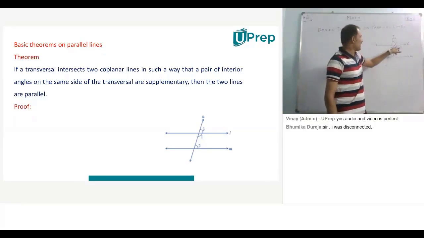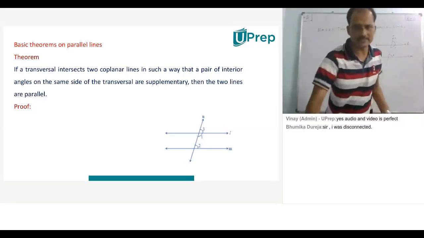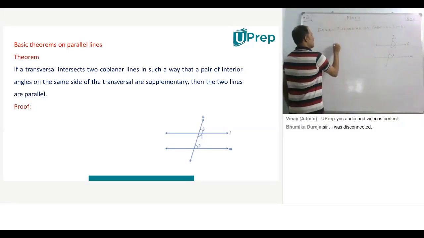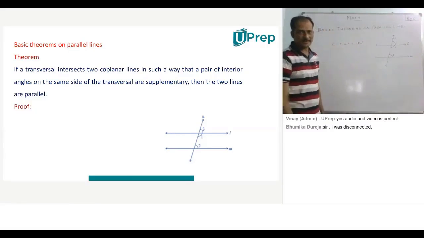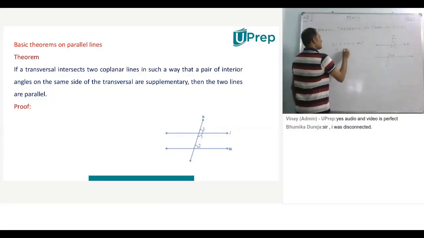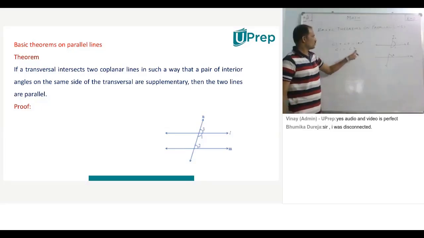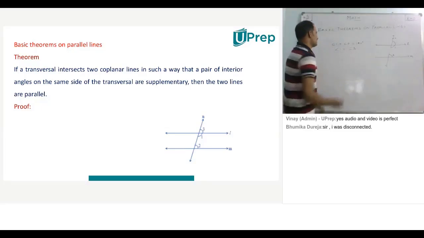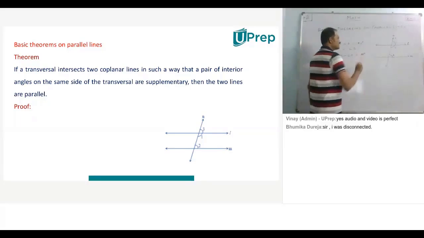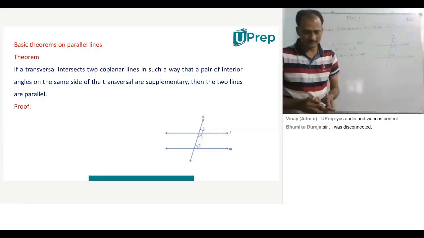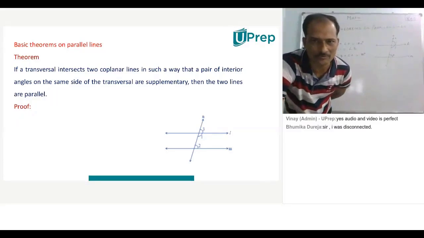Now what we have to prove? Angle 2 plus angle 3 is equal to 180 degrees. That's very simple. How can we prove? Angle 1 plus angle 2 is equal to 180 degrees because they are linear pair. But angle 1 is equal to angle 3. Why? They are corresponding angles. So we can replace angle 1 by angle 3. What do we get? Angle 3 plus angle 2 is equal to 180 degrees. Is that what we have to prove? Yes, sir. It's very easy. You can try the proof later.